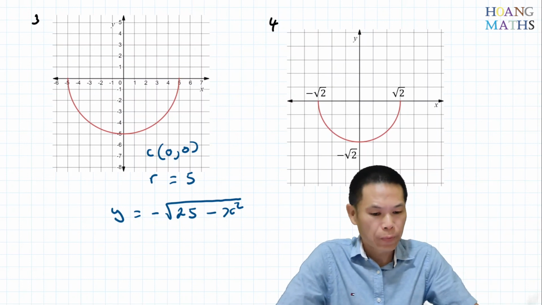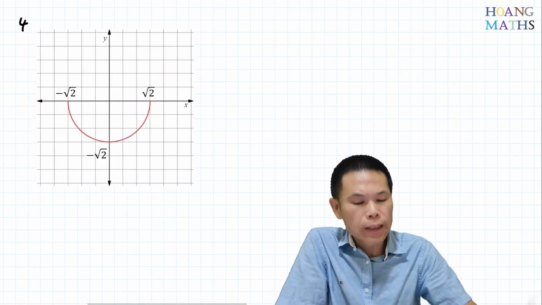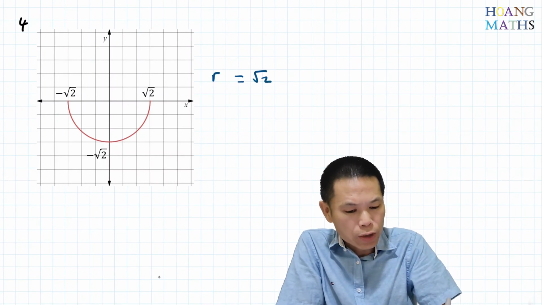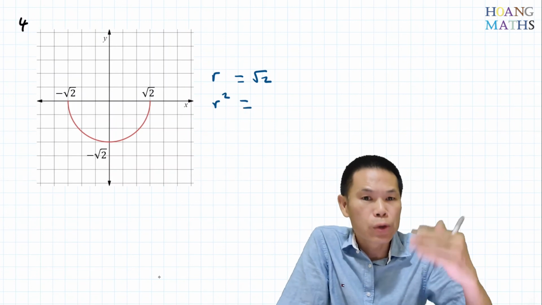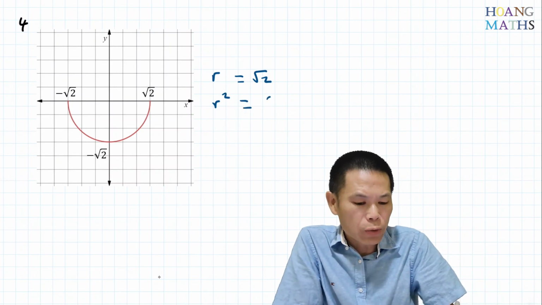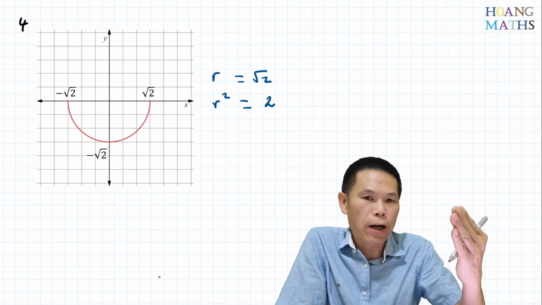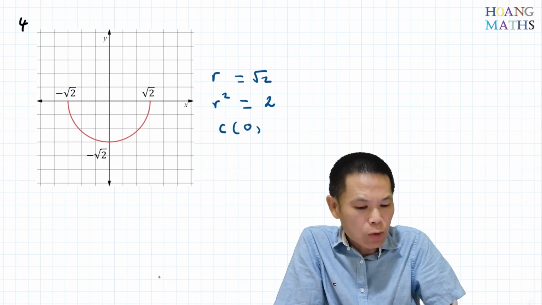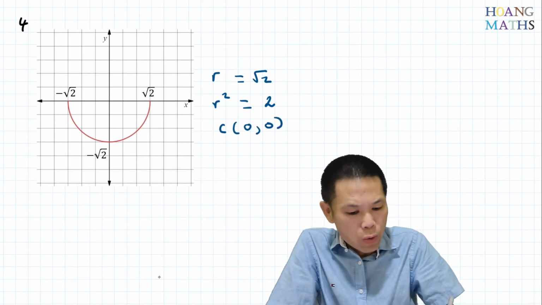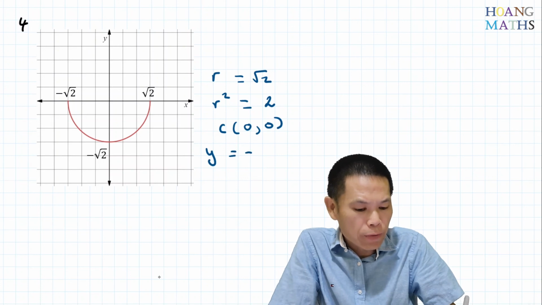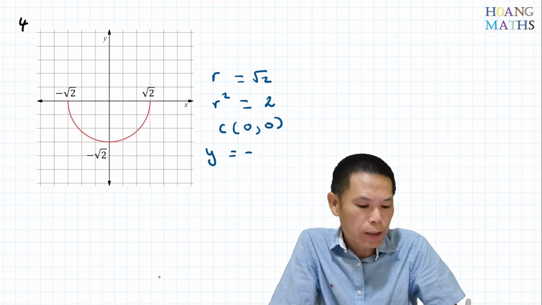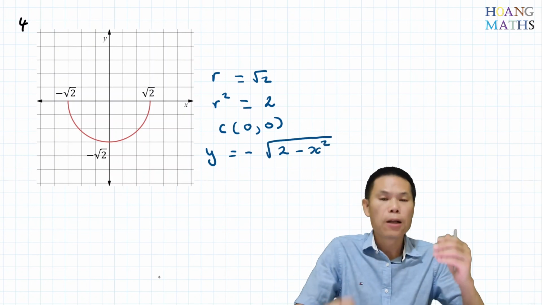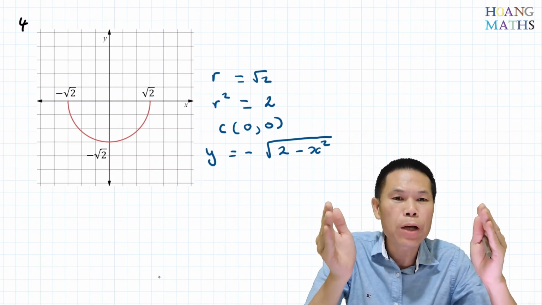And last one. So we have the radius is square root 2. So r is equal to square root 2. So therefore, r squared must equal the square of a square root. You cancel out, which is 2. Otherwise, just use your calculator. And then the center is 0, 0. So therefore, y is equal to negative the square root of r squared, which is 2, minus x squared. There you go. I hope you got all of them correct.